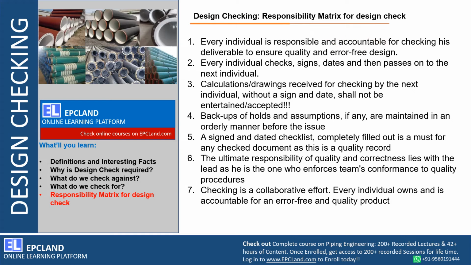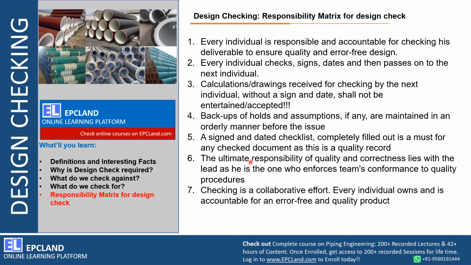Along with that, backups of holds and assumptions have to be prepared, okay, before issuing the document. This is also one of the responsibilities. When we are checking something, we'll come across so many assumptions, so many holds. We have to list them down and we have to publish them. A signed and dated checklist, completely filled out, is a must for any checked document. There will be a lot of checklists prepared for a particular deliverable. So once we are signing it, we are checking it, we have to fill in that checklist, and we can attach that checklist as proof that these are the points which have been checked for that particular deliverable.